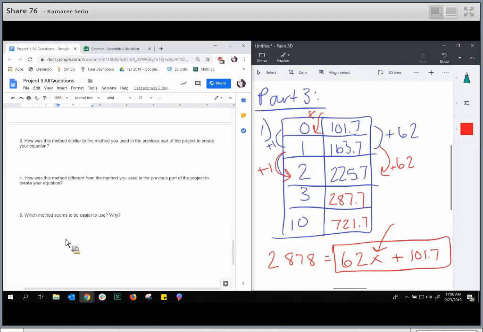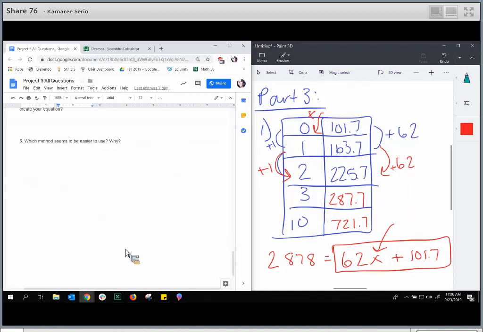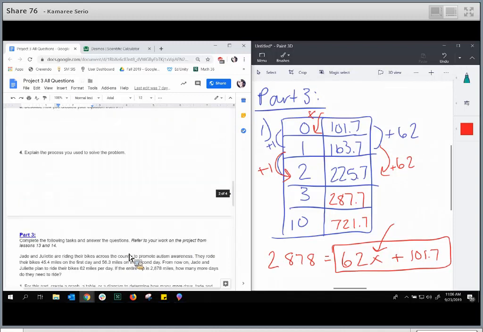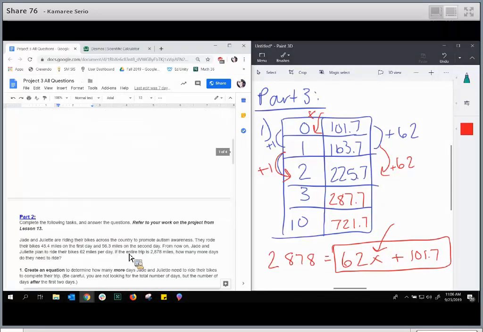And 5, which method seems to be easier? That's up to you, whether or not you like to look at this table because you like seeing it step by step, kind of broken down a bit, or if you like the equation where it's just straight to the point. Whichever one you think is easier, and then explain why. And that's it. That's the last part of this project.